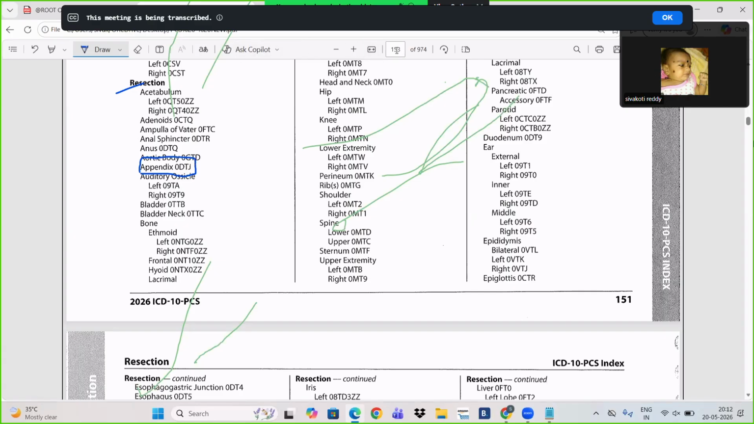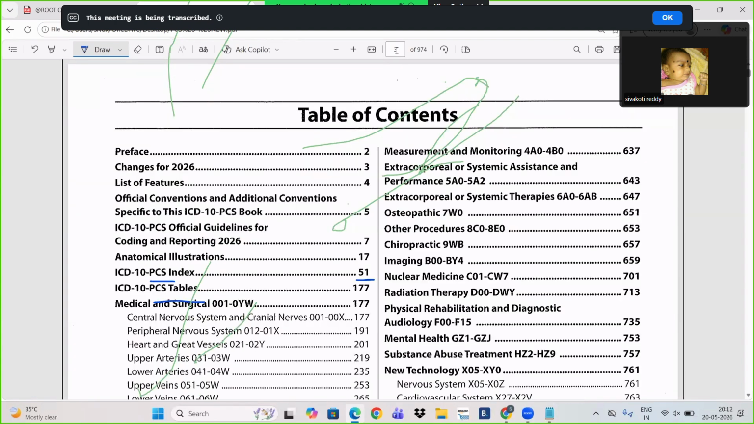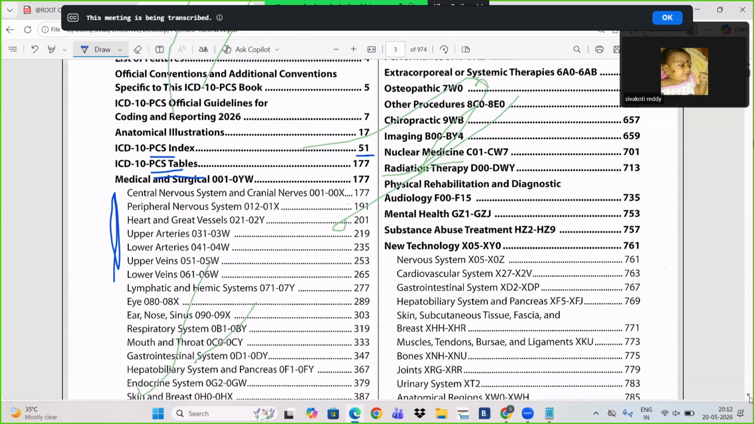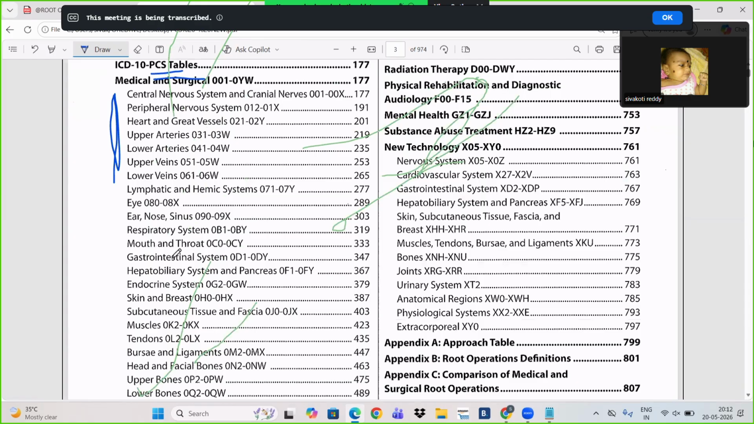Now we need to go to the table of contents. Here under the ICD 10 PCS tables, you will get the sections, medical and surgical. Here you will get all the codes and sequencing range. So 0DT means you will get it in this range, right? So 0, 0, 0, 1, 0, 2, 0, 3. Here you will get sequencing 0D1 to 0D1Y. In between you will get it. So we need to go to the particular page numbers.